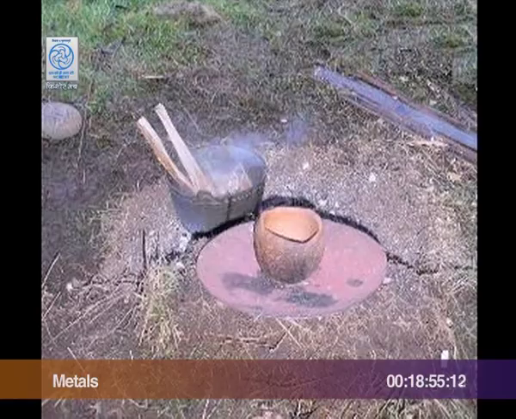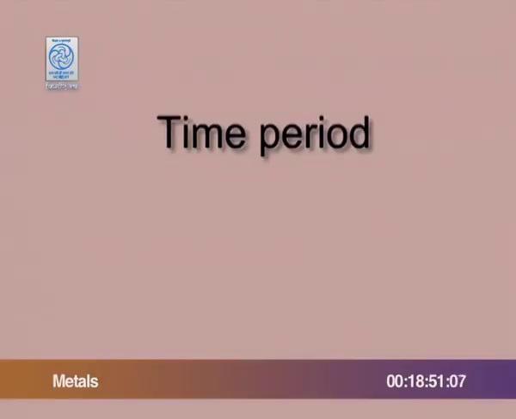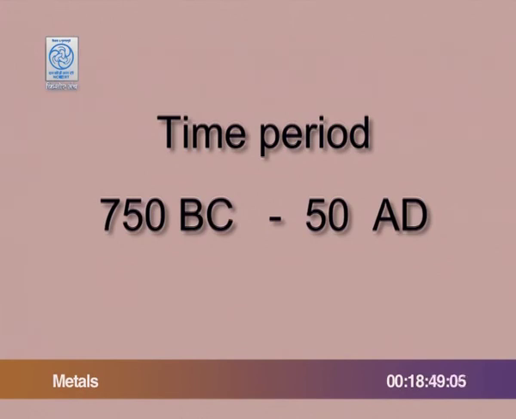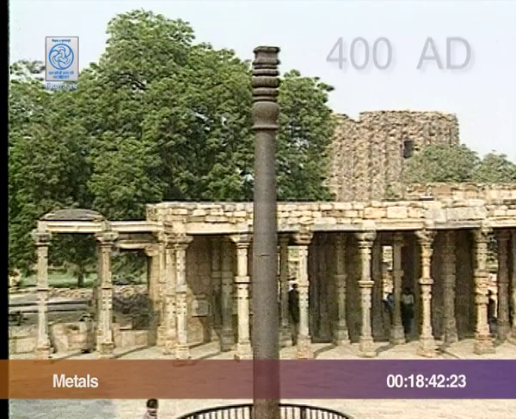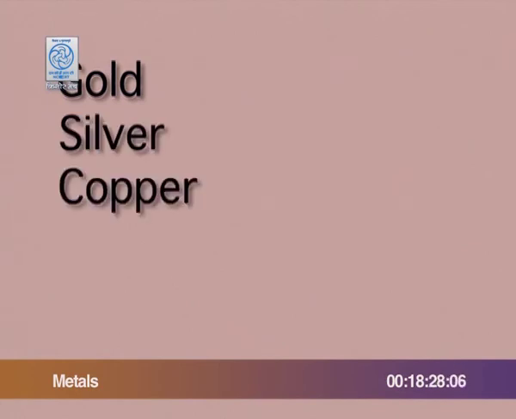Iron was the building block for civilization, and the time period from around 750 BC to 50 AD is called the Iron Age. An iron pillar dating to 400 AD remains standing today in Delhi, India. Then gradually other metals were discovered. However, till 300 years back, only 12 metals were discovered.